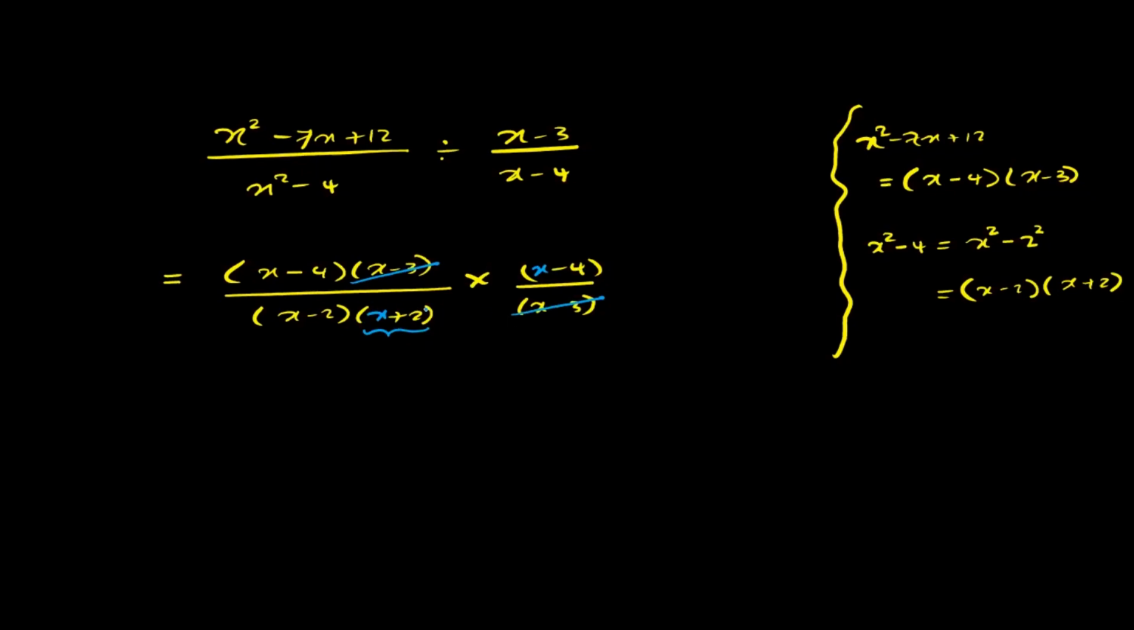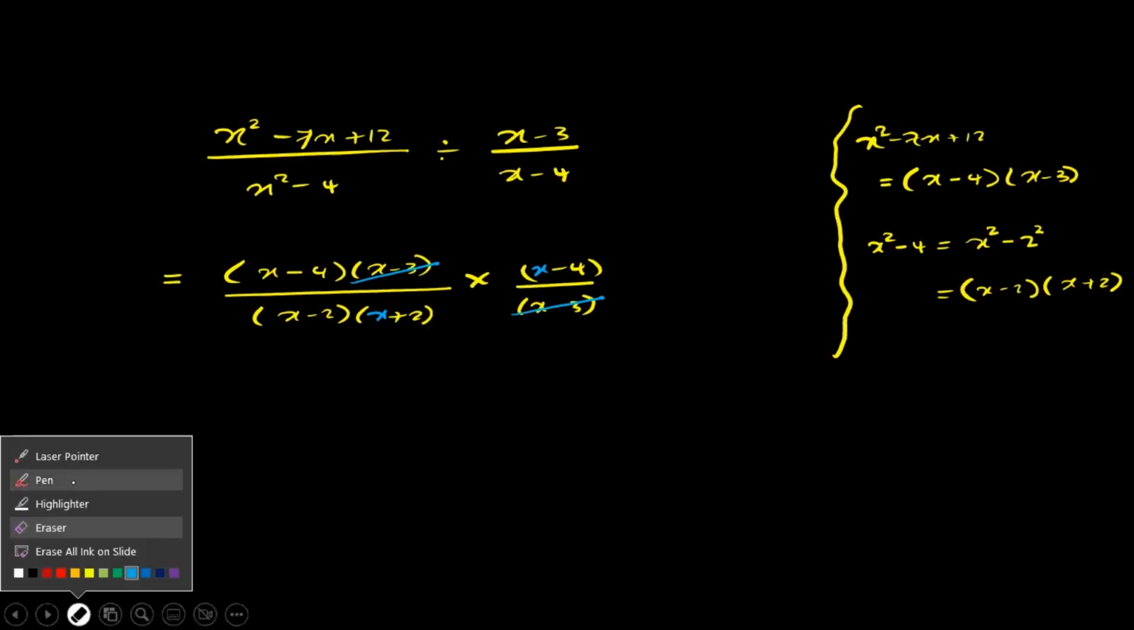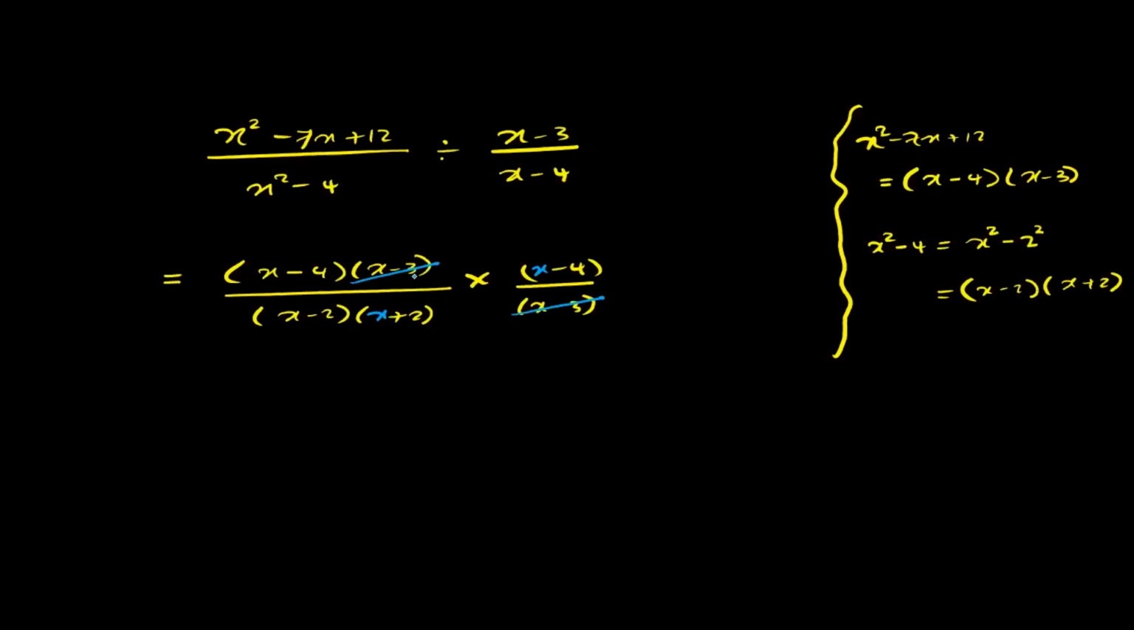If you want to remove this x plus 2, then definitely you should have the same x plus 2 completely in the numerator also. If not, you cannot simplify. So in this case, we can do the simplification only for x minus 3, because we have x minus 3 in the numerator and the denominator. That's the only simplification we can do. So the final answer will be x minus 4 into x minus 4 divided by x minus 2 into x plus 2.